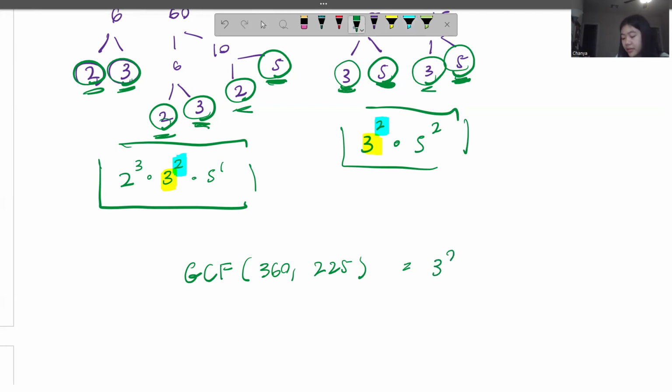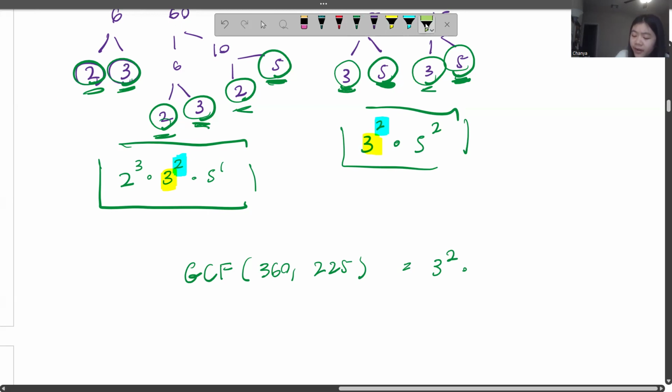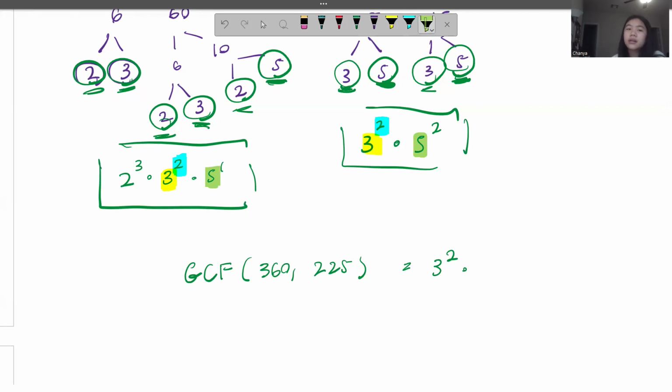So we're going to write that down: 3 to the power of 2 times, well, I also noticed that they have a factor of 5 in common, right? So what's the highest power of 5 that they have in common? Well, this one has 5 to the power of 1. This one has 5 to the power of 2. So the highest power of 5 they have in common is 5 to the power of 1.